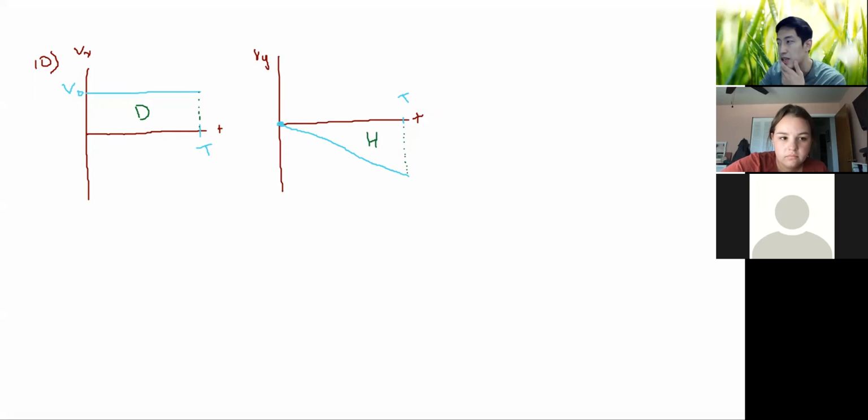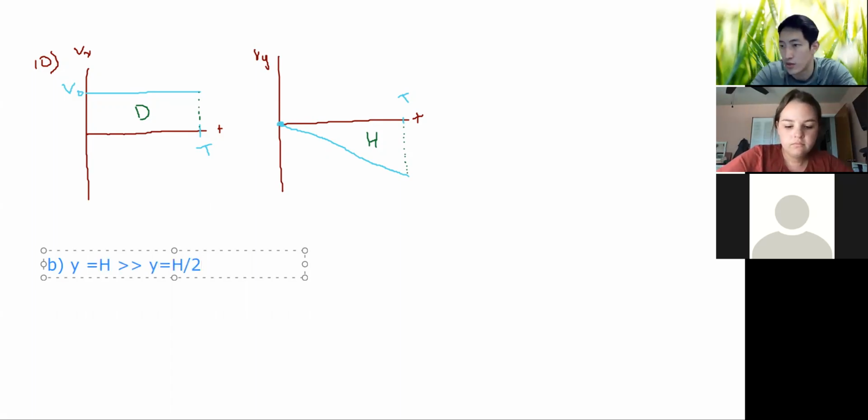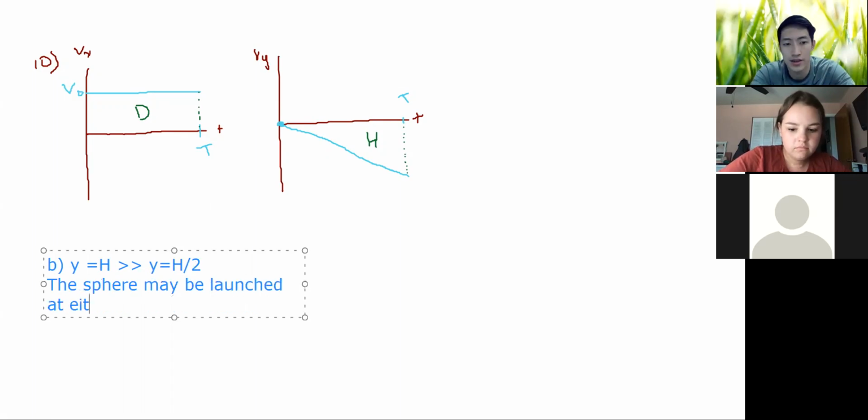Okay, and for B, I don't think we actually have any equations here. In a clear, coherent paragraph length response that may also contain diagrams or equations. Okay, I guess there's equations there. So, all right, Zach, basically putting it out there for B. The only thing that's changing is y equals h has gone to y equals h divided by 2, right? That's what the question says, if you have it in front of you. The sphere may be launched at either v or 2v. All right. So this makes sense so far?